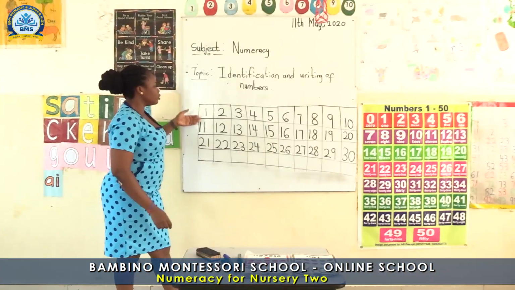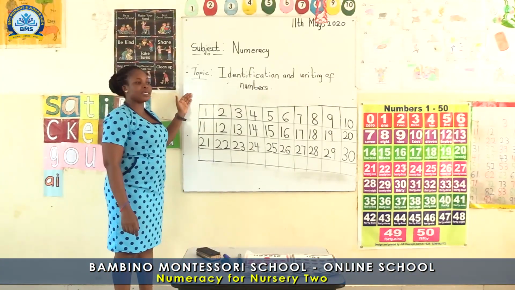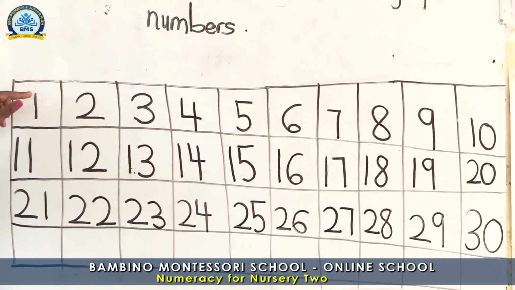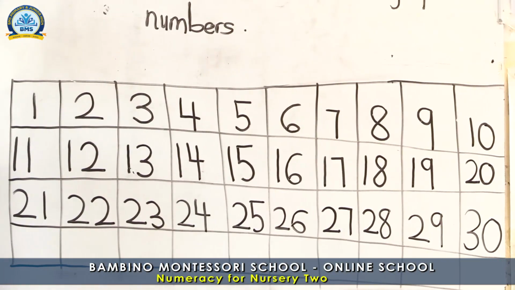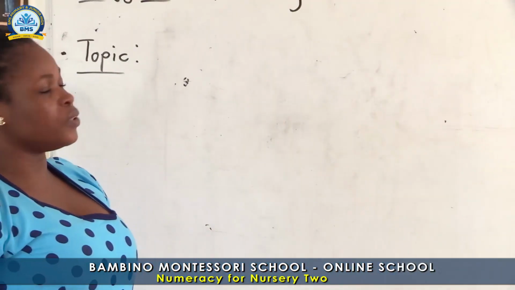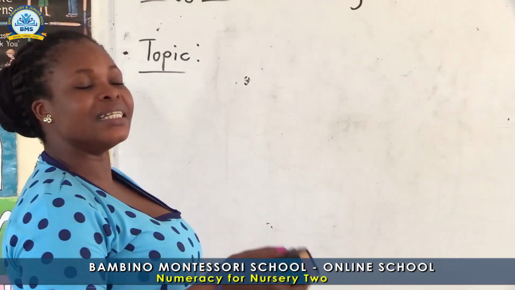Good. So you can do this at home. You ask mommy to give you a piece of paper, okay? So you can write 1 up to 30 on your own. Super kids. Hello. We are going to treat another topic on missing numbers.